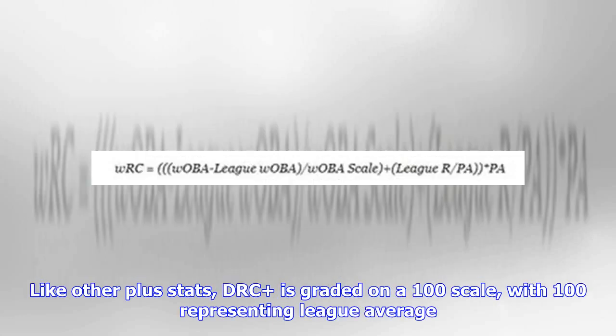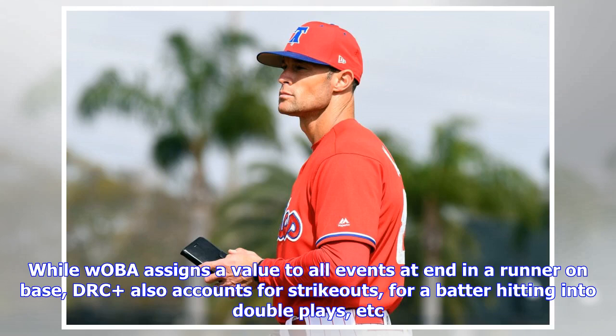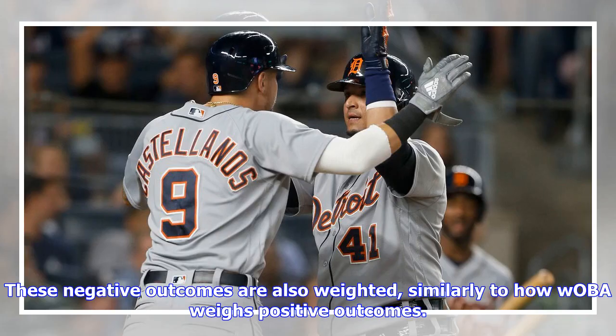Like other plus stats, DRC+ is graded on a 100 scale, with 100 representing league average. What makes DRC+ different from wOBA and wRC+ is that it takes into account all plate results, and not just results that end in a player on base. While wOBA assigns a value to all events that end in a runner on base, DRC+ also accounts for strikeouts, for a batter hitting into double plays, etc. These negative outcomes are also weighted, similarly to how wOBA weighs positive outcomes.